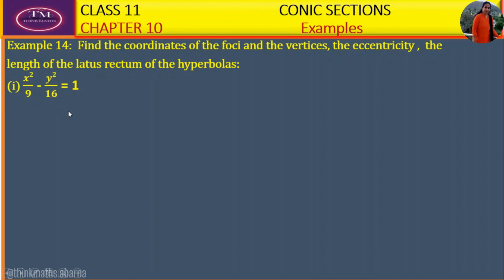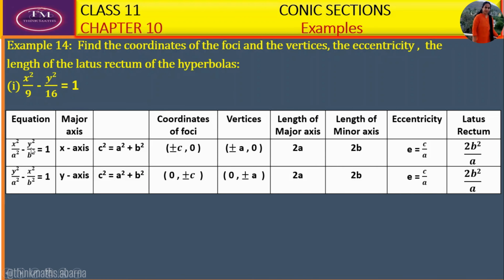Now let us learn the hyperbola equation. In hyperbola we have a square and b square. But if you check the numerator, if it is on the x-axis, it will be x square by a square. If it is on the y-axis, it will be y square by a square. Here the numerator changes. In ellipse, the denominator changes. In hyperbola, the numerator changes. Here it is x square by a square, so it is on the x-axis.